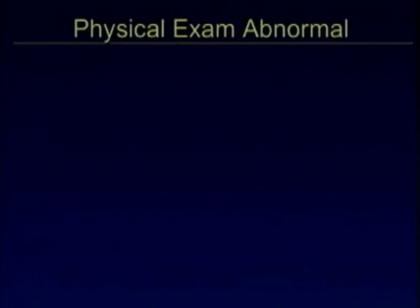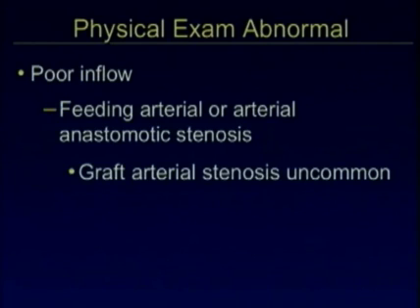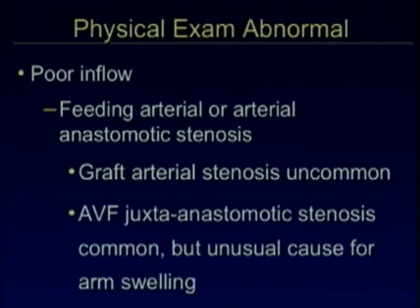Another cause for an abnormal physical exam is poor inflow, although that is quite uncommon as a reason to come to ultrasound. You can see a stenosis in the feeding artery or at the arterial anastomotic stenosis. Graft arterial stenosis is fairly uncommon, as is an arterial stenosis in the feeding artery. A juxta-anastomotic stenosis in the fistula is quite common, but it's an unusual cause of arm swelling because it restricts the flow in the arm. I define juxta-anastomotic stenosis as anywhere within 2 centimeters of the fistula anastomosis.